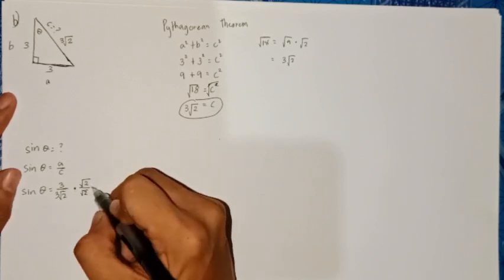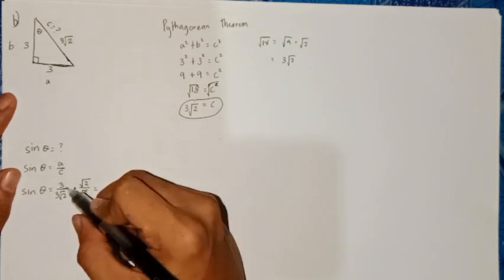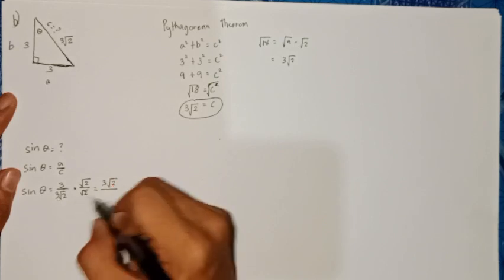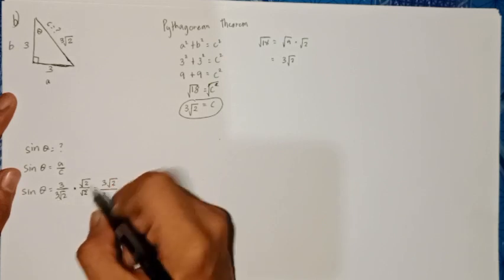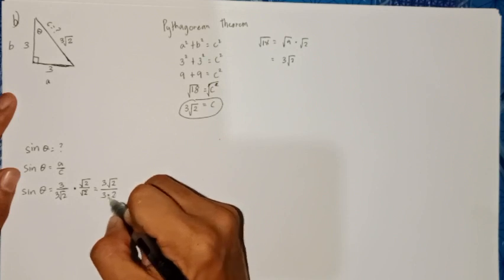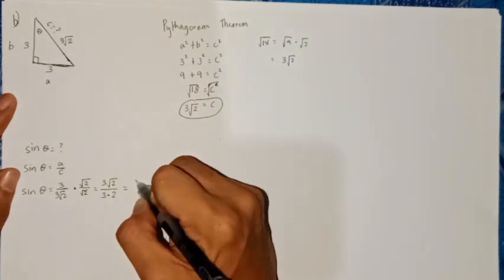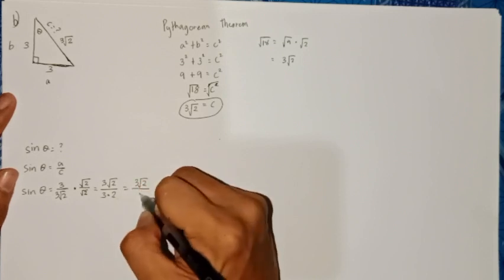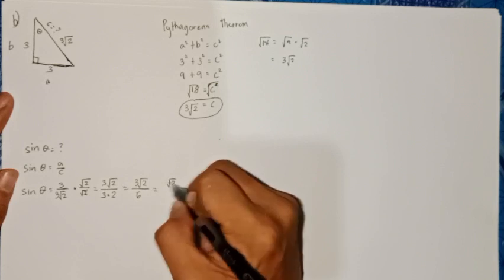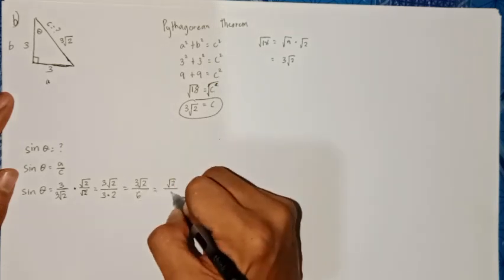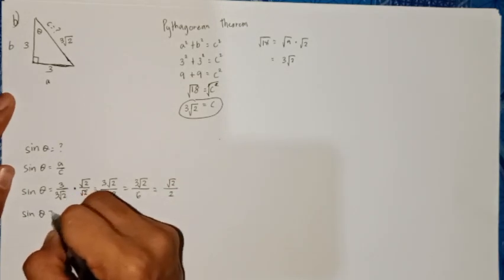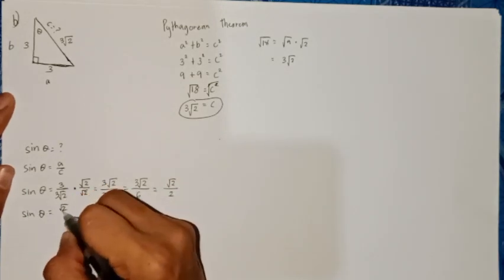So 3 square root of 2 times square root of 2 is equal to 3 square root of 2 over 3 square root of 2 times square root of 2, which is equal to square root of 4. So square root of 4 is 2. So 3 times 2 is equal to 6. Simplify, we have square root of 2 over 2. This is now our sine theta.